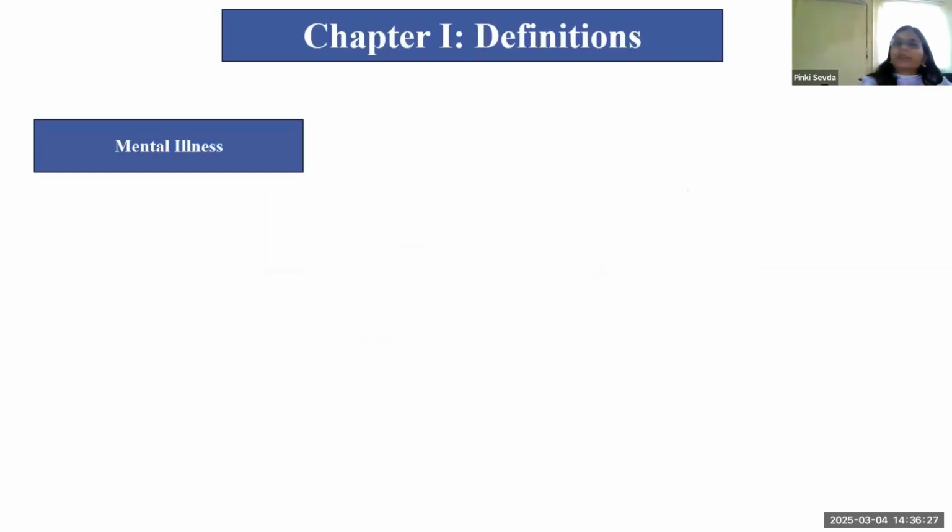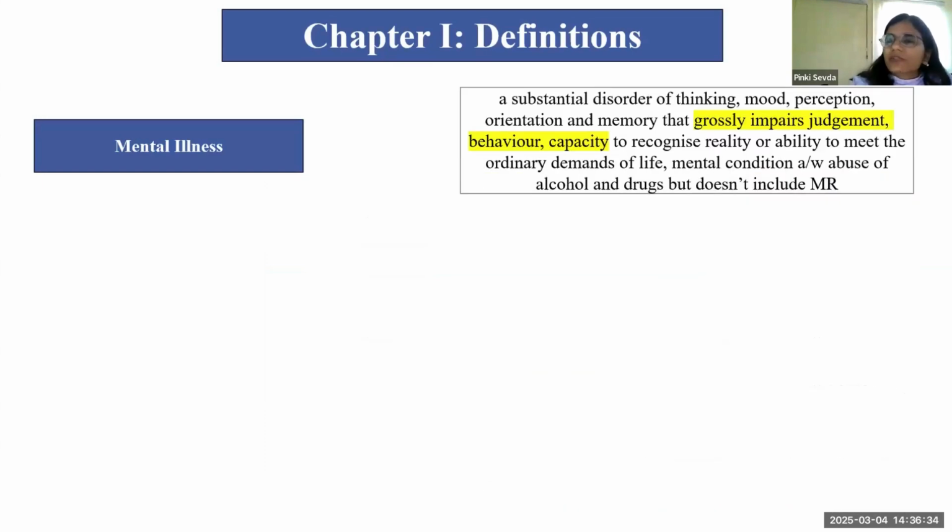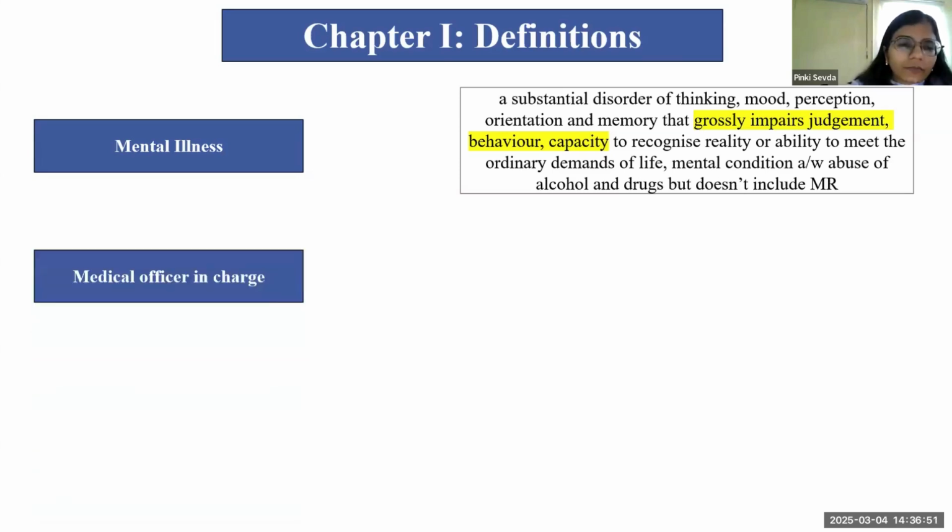So chapter 1 mainly contains definitions. What is mental illness? As per the Mental Health Care Act, that is a substantial disorder of thinking, mood, perception, orientation, and memory that grossly impairs judgment, behavior, capacity to recognize reality, or ability to meet the ordinary demands of life. Mental condition associated with abuse of alcohol and drugs is included, but it doesn't include mental retardation in MHCA 2017.